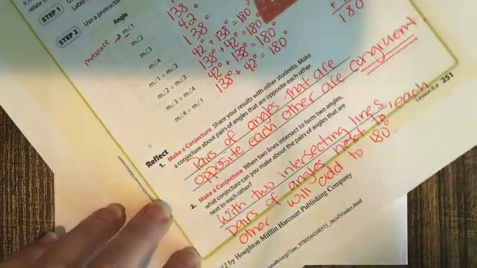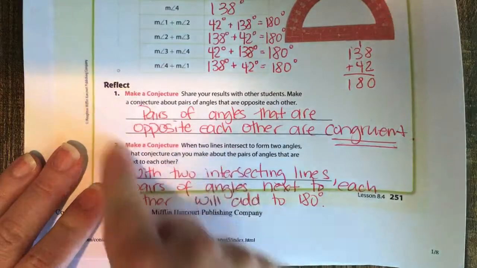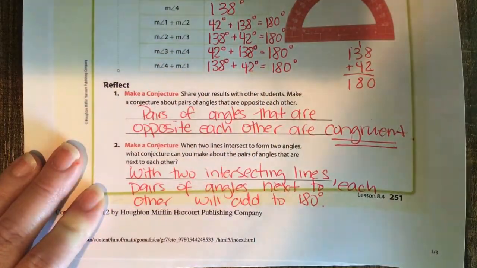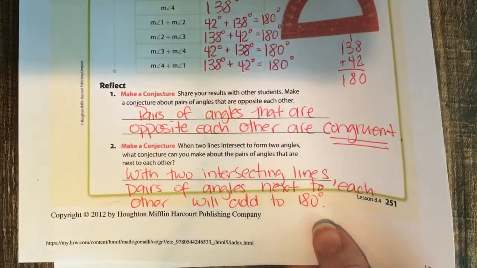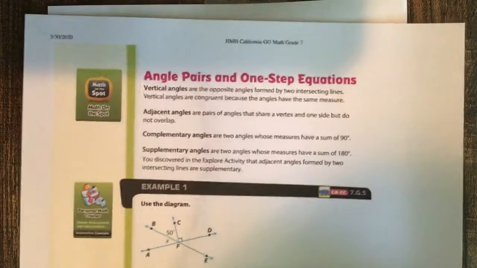So because of that relationship that's always true, in math, we want to name those things. We want to name them. So let's go to the next page. And we are going to learn the names that they gave those.